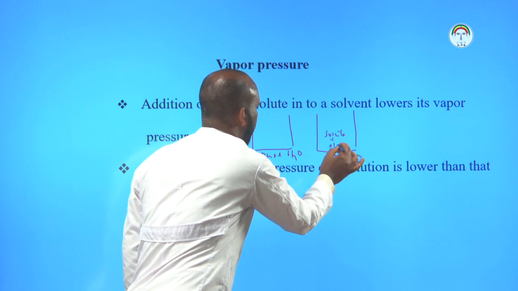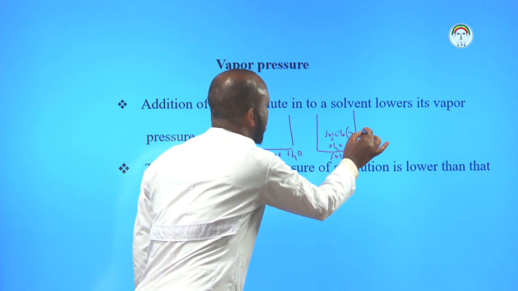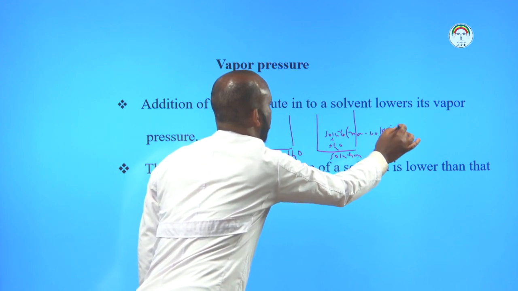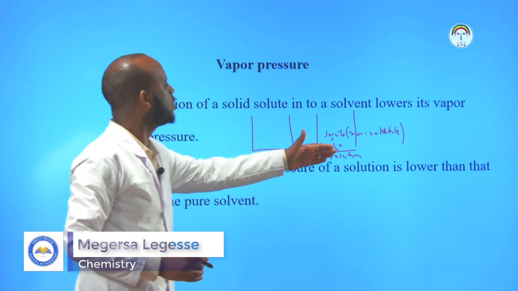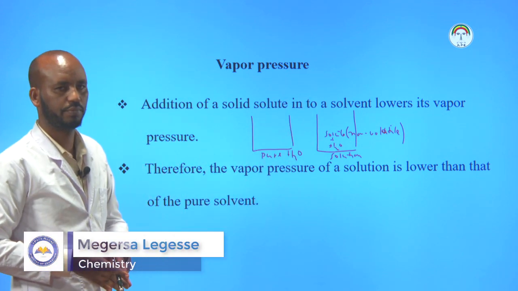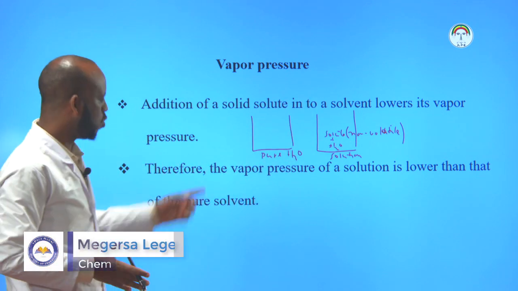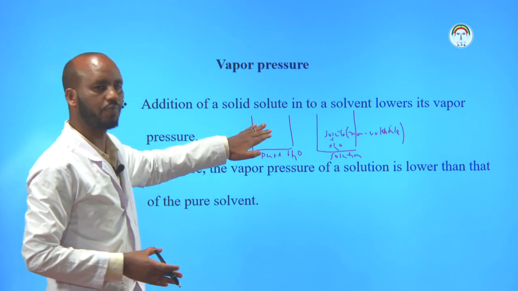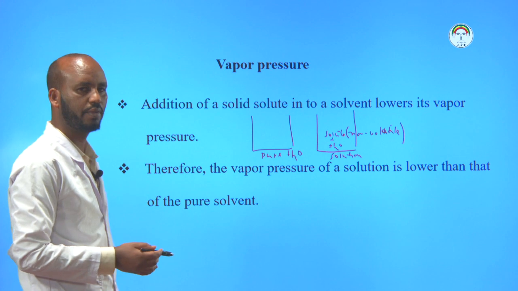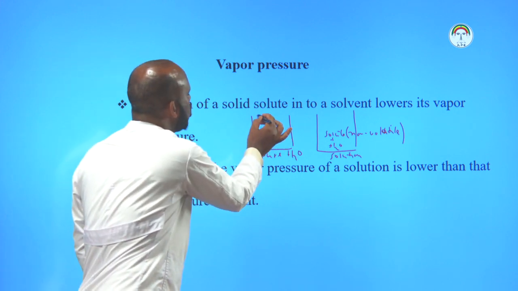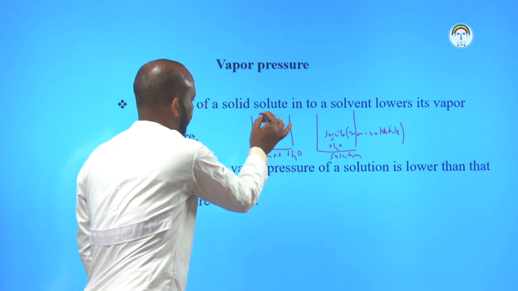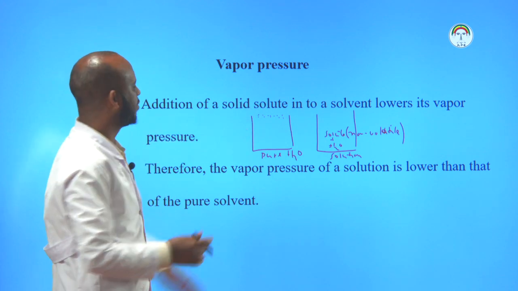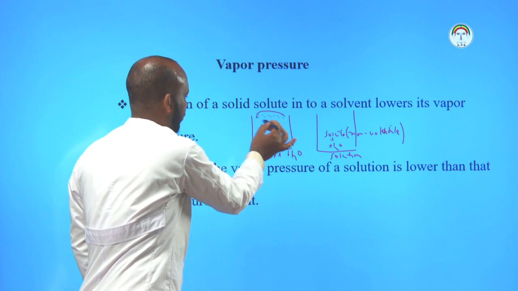Solid plus water. This is non-volatile. No tendency to escape from this solution. If you look at this pure water, those water molecules with enough kinetic energy can be converted into vapor. Therefore, here we have high vapor pressure.